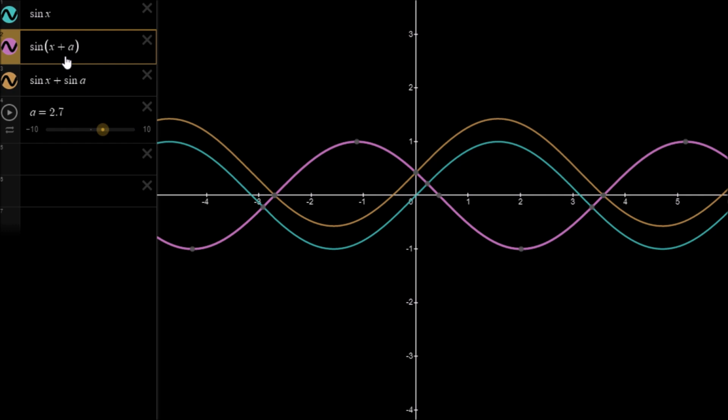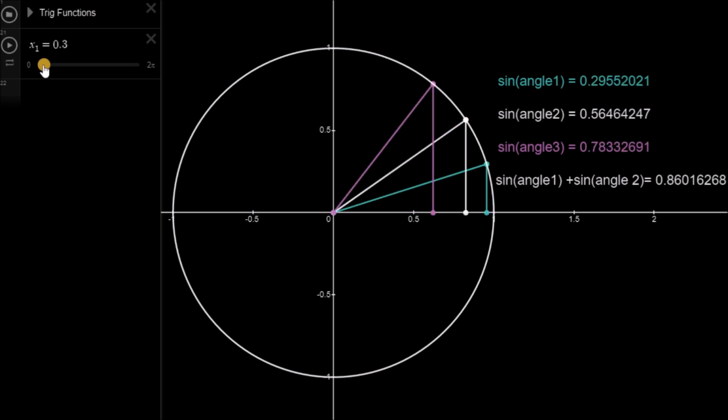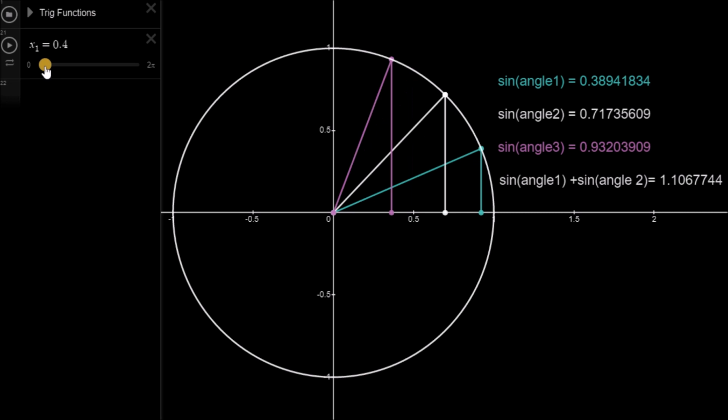Well, let's have another look at this from a different angle. So we're going to look at that same problem from a different angle. We'll look at it in terms of our unit circle. So in this instance here, what we have are three angles. We have the triangle here, which generates the first angle.